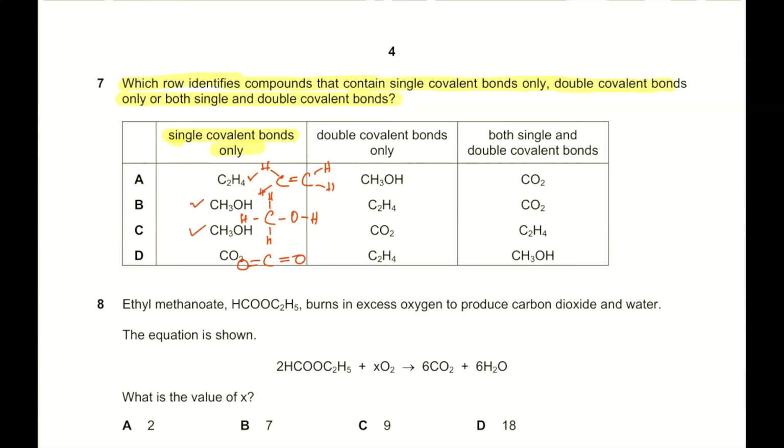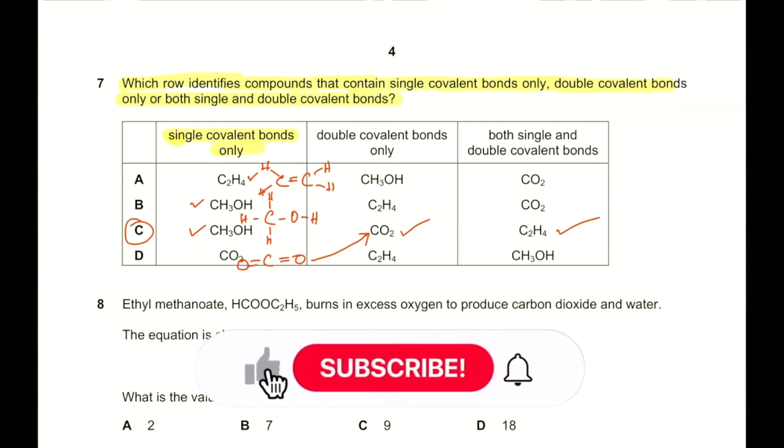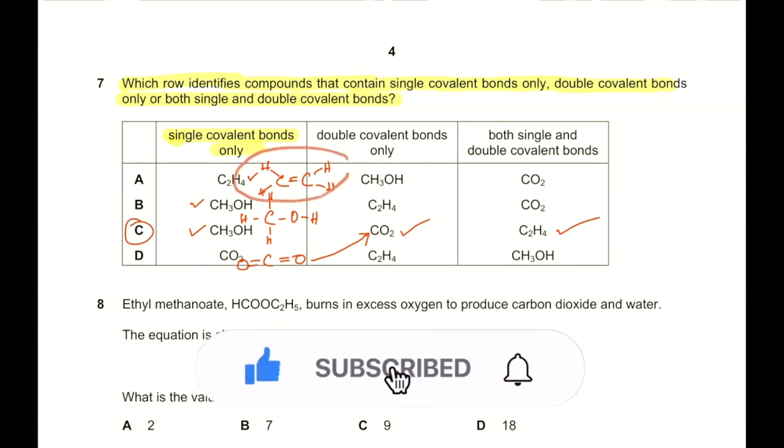Now the next question says double covalent bonds only. We know that only in carbon dioxide are there double covalent bonds. All right, so this will be the second answer. And both single and double covalent bonds will be in this last one. So 7C will be the correct answer. Guys, if you haven't understood the question yet, please draw this structure the way I have done it for you.